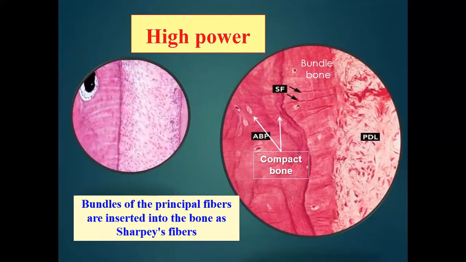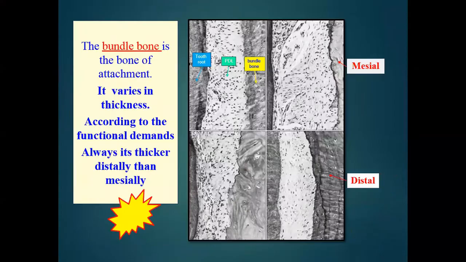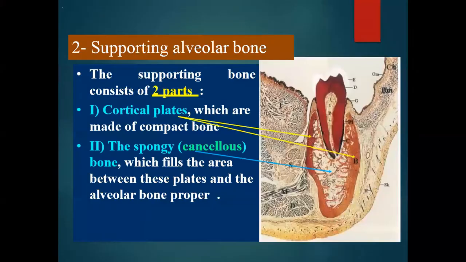This bundle bone forms a very high strength bone where the Sharpey's fibers get attached. The Sharpey's fibers also get calcified. So the bundles of the principal fibers are inserted into bone as Sharpey's fibers. The bundle bone's significance is that it is the bone of attachment. It varies in thickness according to the functional demands. It is always thicker distally than mesially.